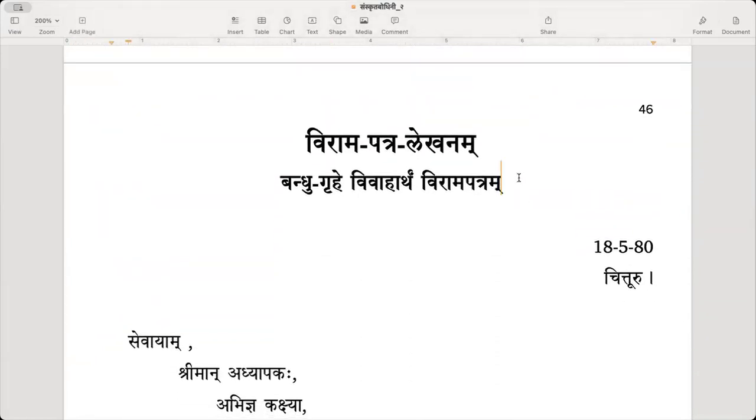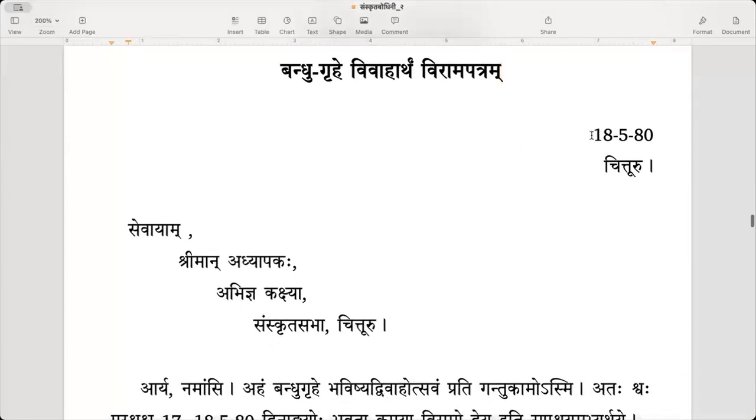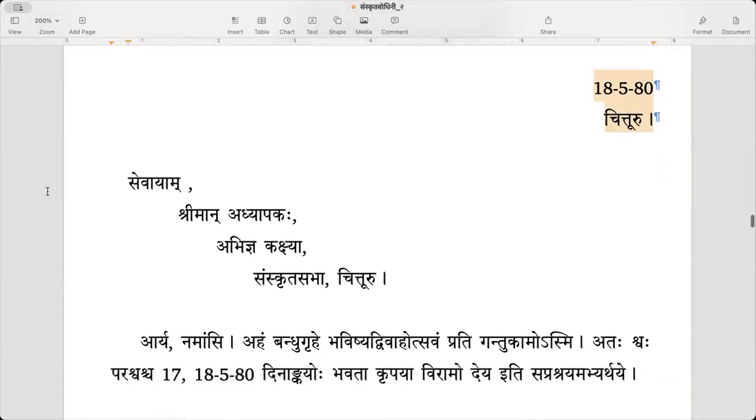Now, this is a formal letter. Virama Patra Lekhanam. So this is a leave letter. Bandhu Grihe Vivahartham Virama Patram. So, you are going to attend a wedding in some relative's house. So, you are asking for a leave letter here. Again, the same here. You have the dinankamaha and sthanam cha patrasya dakshinataha purvam lekhaniyam. Tadanantaram, because this is a formal letter, the sevayam is important here.